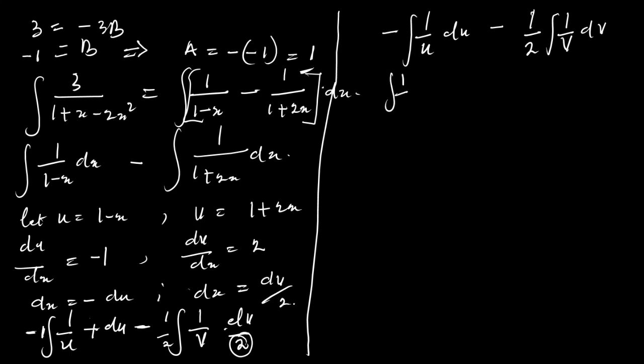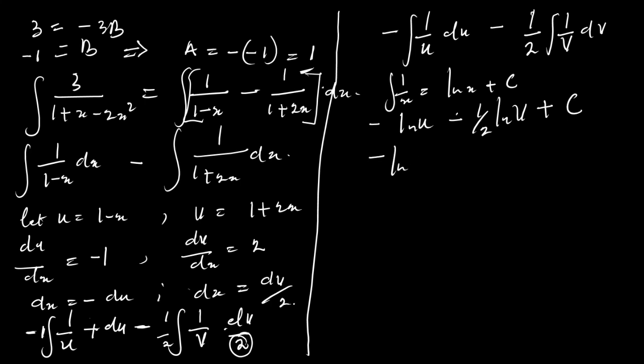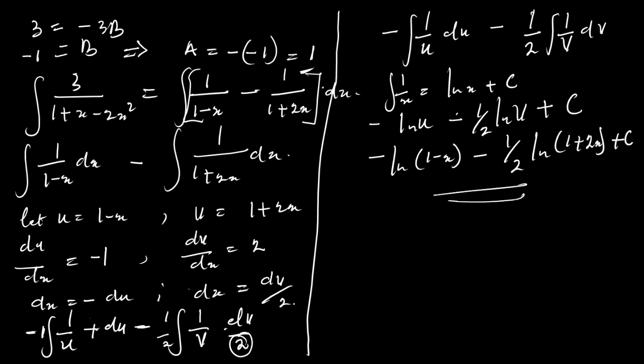Now, remember that when we integrate 1 over x, it is the same thing as ln x plus c. So on integrating 1 over u, it becomes minus ln u, minus half ln v, plus c. Now let's substitute back for u and for v. This is minus ln u, where u is the same thing as 1 minus x, minus 1 over 2 ln v, where v is the same thing as 1 plus 2x, plus c.